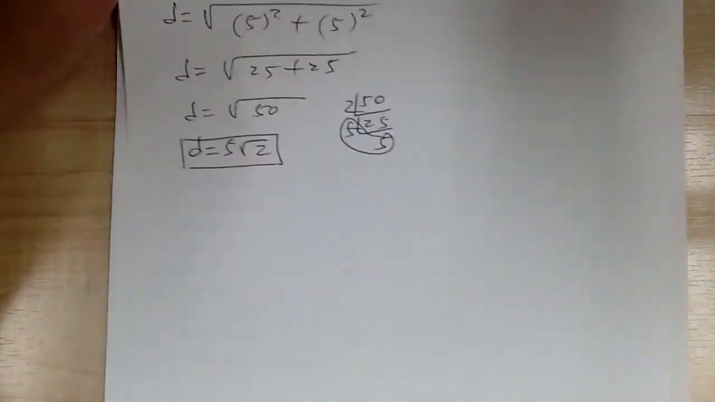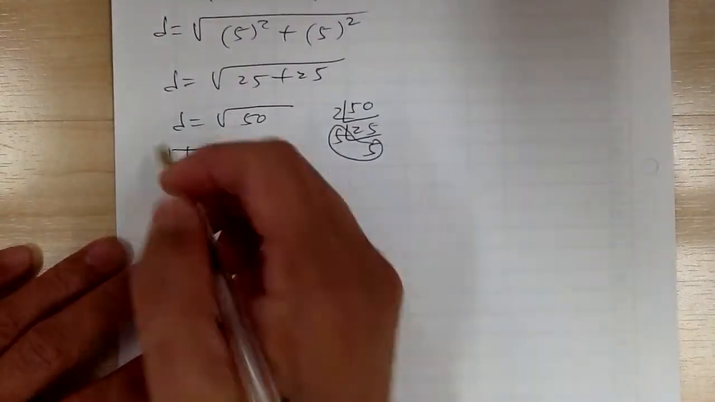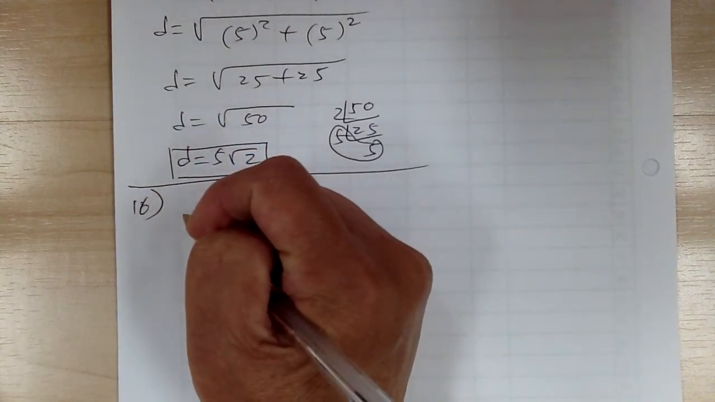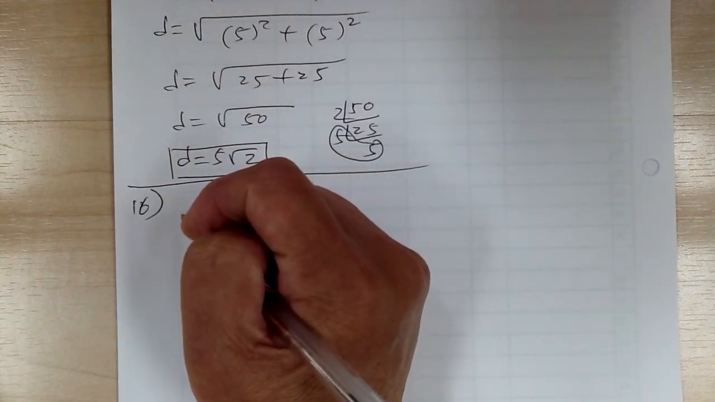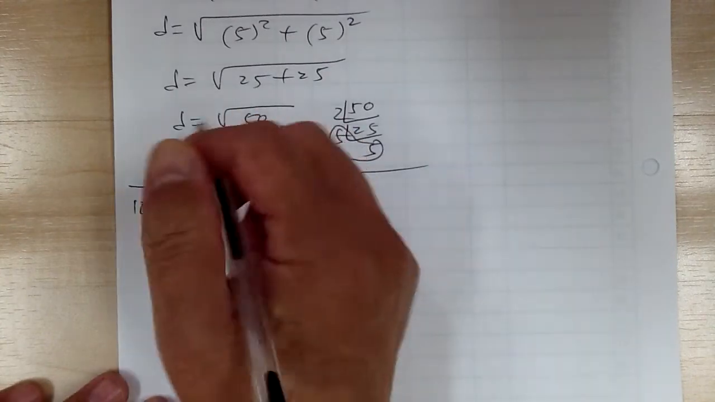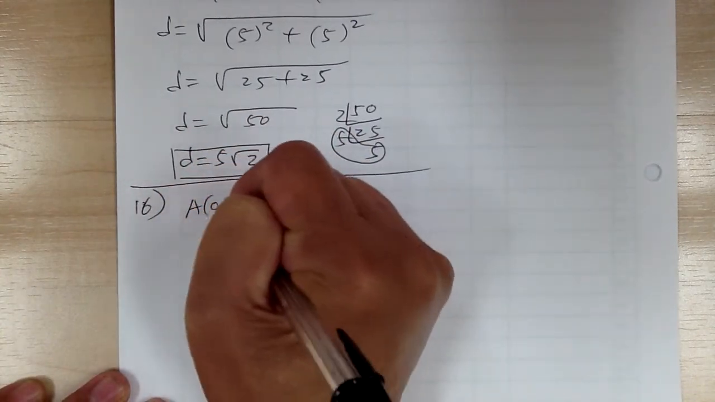Okay, let's go to number 16. Number 16 says sketch a triangle with the given vertices and find the length of the sides. Okay, so you have 3 points.